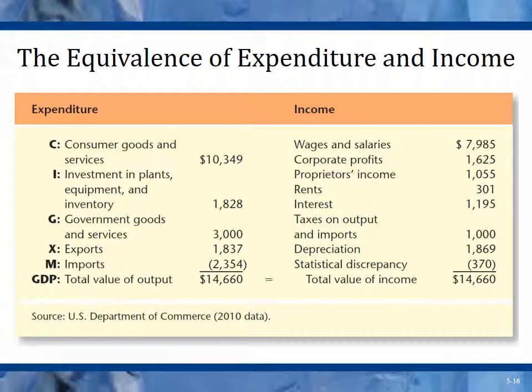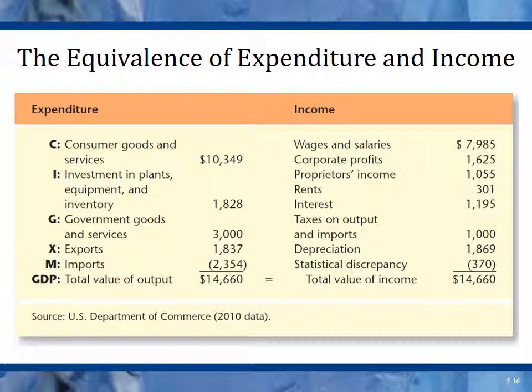So this is how you would look at how you spend money versus how you make money. So you look at the C, G, X, and M. We just talked about how that was calculated, and you get a total GDP of 14 trillion. This is actual real data based on 2010 numbers. And if you looked at all the wages and salaries for the entire country, we know this from our IRS tax forms, corporate profits, proprietor's income, rents, interest, and then taxes on output, and then you also have to calculate depreciation, and then there's a statistical discrepancy, and then you get the same $14 trillion GDP.